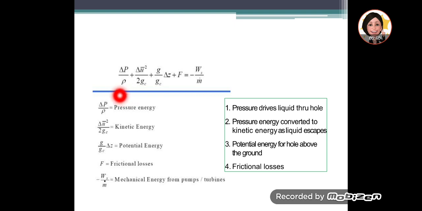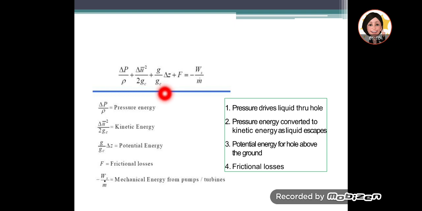The first component is pressure energy. It is the pressure that drives the liquid through the hole. The second component is the kinetic energy. Pressure energy is converted to kinetic energy as liquid escapes. The third one is the potential energy. Potential energy is usually present for a hole that is above the ground.